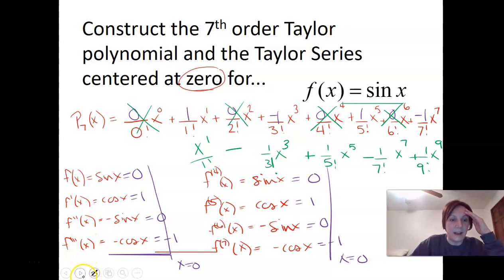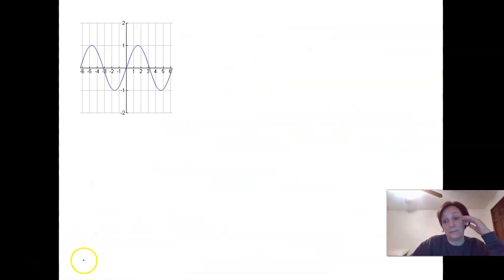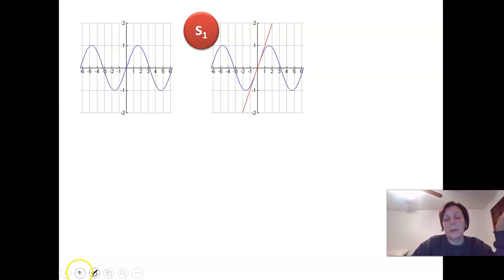So let's take a look at what we have just done. Here is your sine graph. Prepare to have your mind blown. There's my first partial sum, right? This is just the graph of x. Not great, but actually not terrible. Look, around 0 where we centered it, it's pretty good for a while.